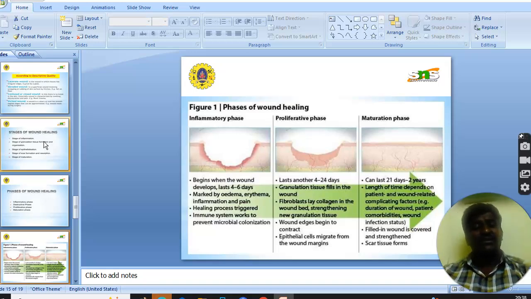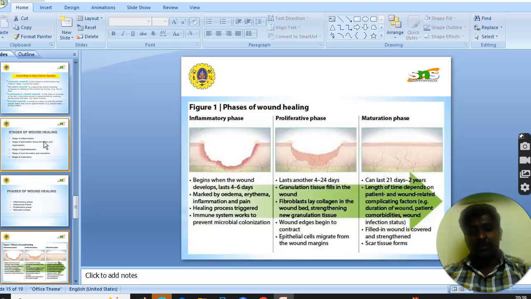First, we will see the inflammatory phase. The inflammatory stage begins when the wound develops, which lasts up to 4 to 6 days, marked by edema, inflammation, and pain. The healing process is triggered, and the immune system works to prevent biological colonization.